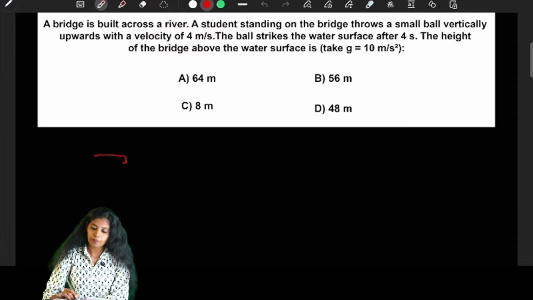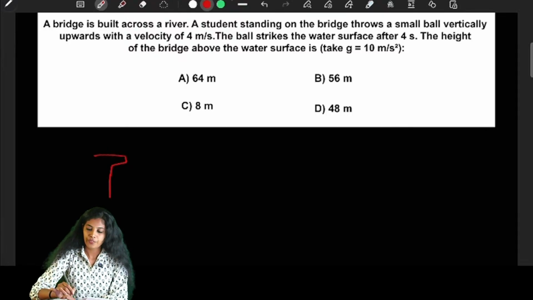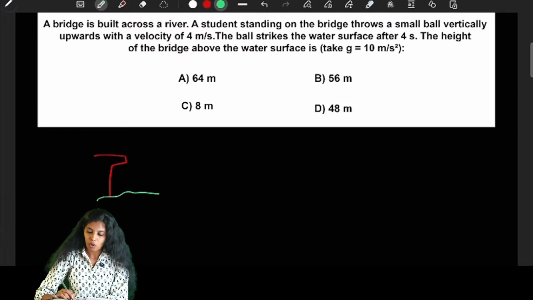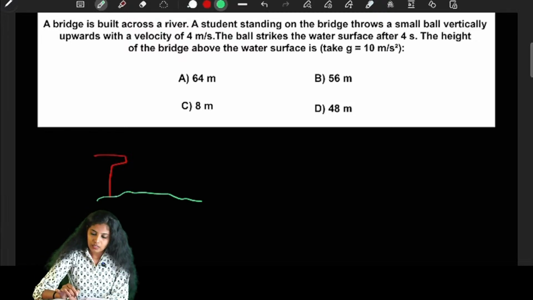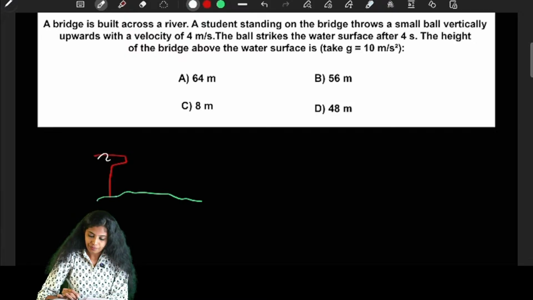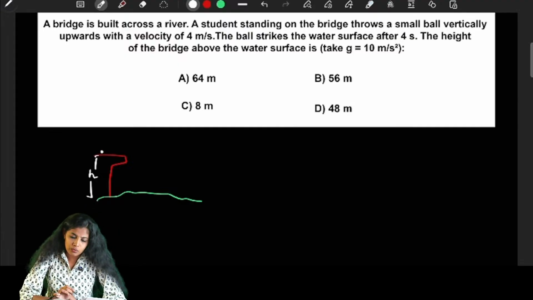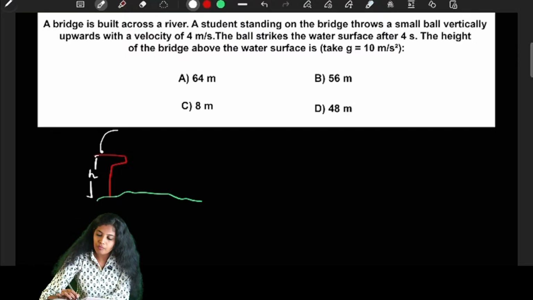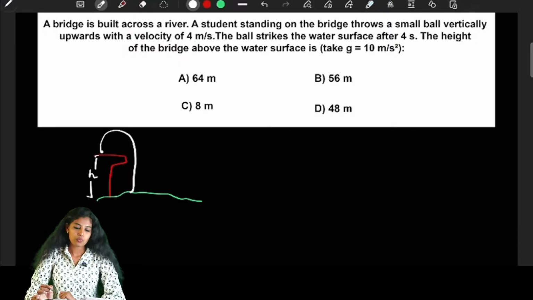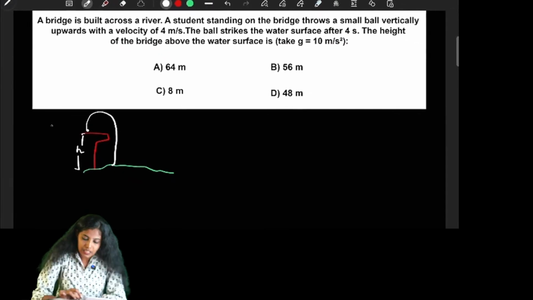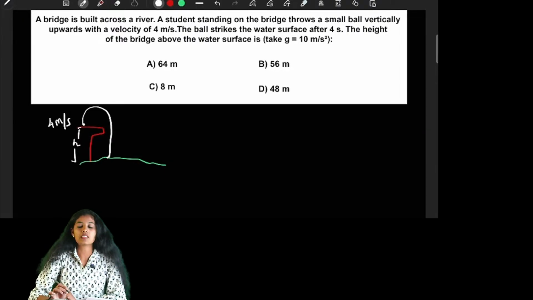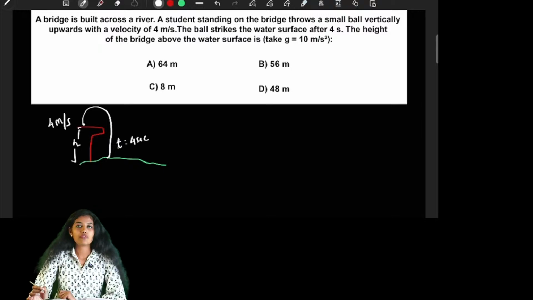First, let this be a bridge, and below the bridge, the water is flowing. The bridge has a height h, so height h is the height of the bridge. At the top of the bridge, a student throws a ball upward and this ball finally reaches the water surface. We are given the initial velocity, which is 4 meter per second, and the time taken is 4 seconds. So we need to find the height.